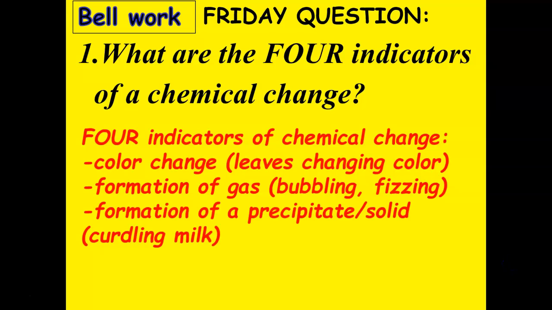Next one would be formation of a precipitate, which is a solid. An example of that would be curdling milk. So if I take vinegar and milk and I mix them together, it will start looking like wet paper, which is curdling, which actually makes buttermilk. But that is a formation of a solid.